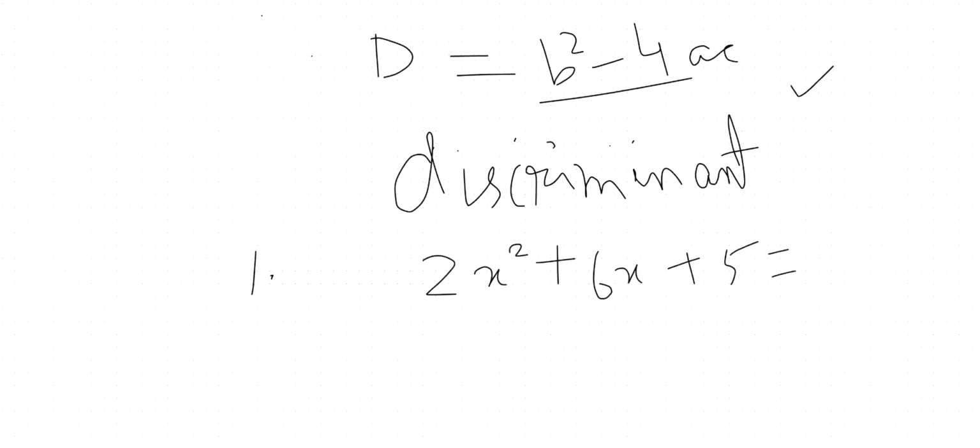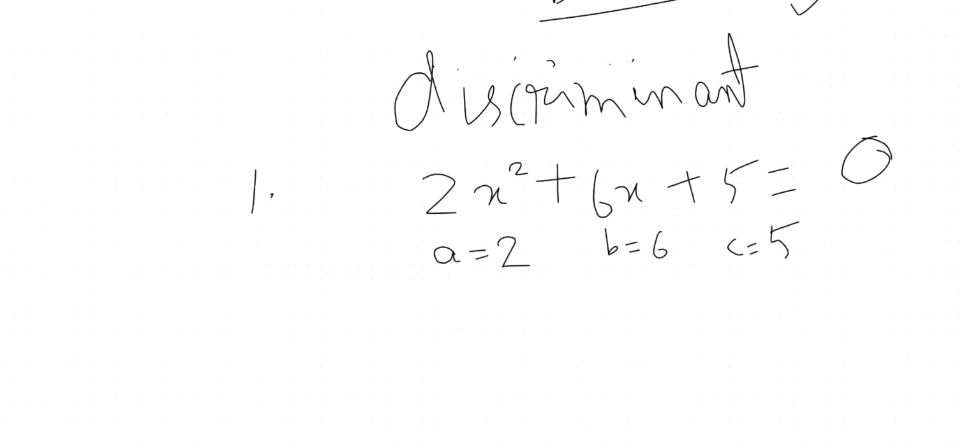Now compare it with the general format. If you compare it with the general format, you will get the value of a as what? a equal to 2. You will get the value of b as what? b equal to 6, and you will get the value of c as equal to 5. All right, so if you have gotten the values of a, b, and c, I can now figure out the value of the discriminant, which is b square minus 4 into a into c.